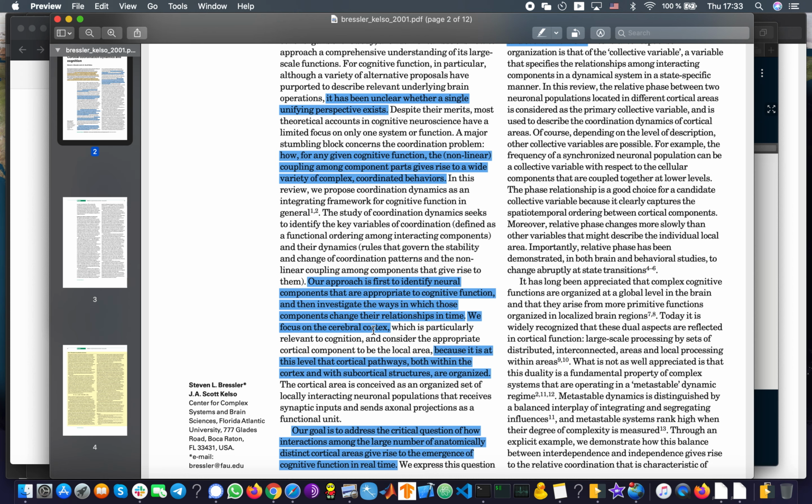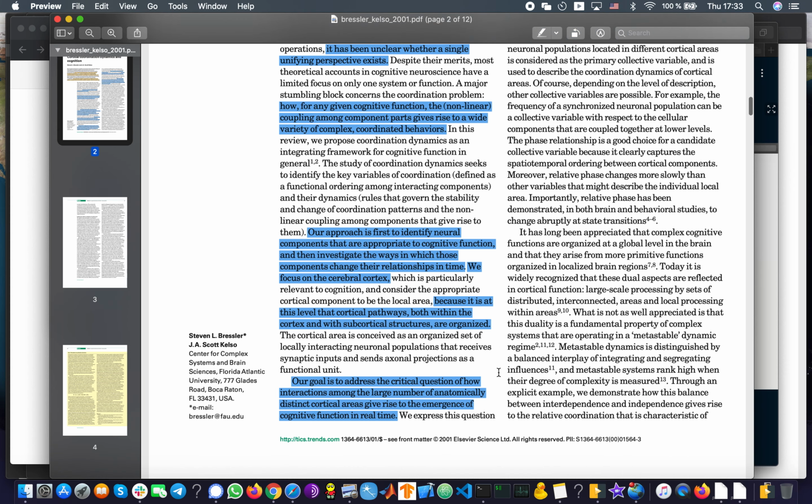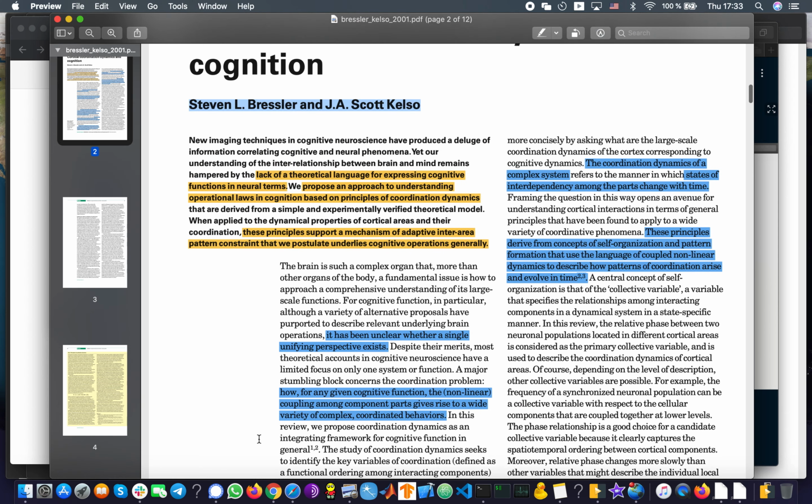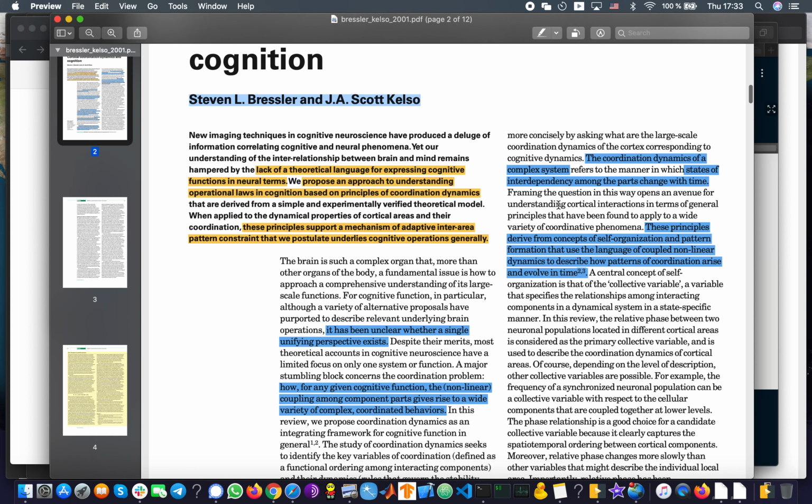We focus on the cerebral cortex, because it is at this level that cortical pathways, both within the cortex and with subcortical structures, are organized. Our goal is to address the critical question of how interaction among the large number of anatomically distinct cortical areas gives rise to the emergence of cognitive function in real time. The coordination dynamic of a complex system refers to the manner in which the state of interdependency among the parts changes with time.